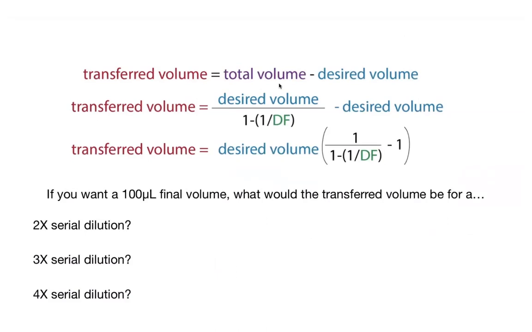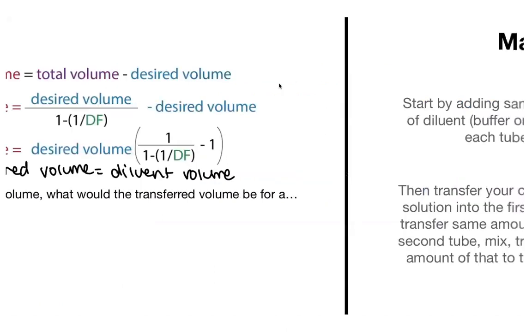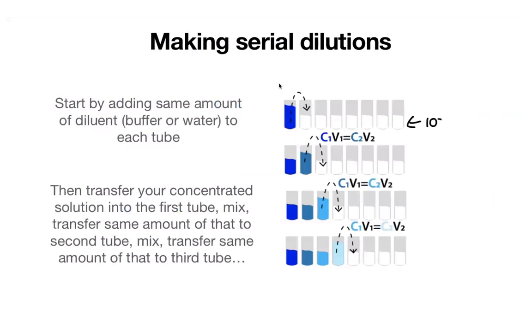Okay, let's do another example. What if we wanted a 3x serial dilution? Well, here, our desired volume, that's still the same. So our desired volume equals 100 microliters. And that's also going to be your diluent volume. So going back to how we set this up, this would still be 100 microliters. And now we're saying, okay, how much is this? We want to find that. This is our transferred volume.